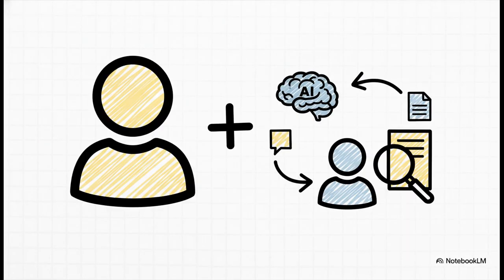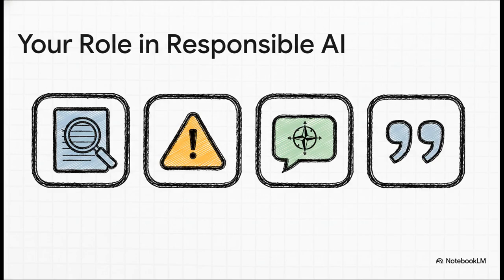And that's why the most important part of this whole equation isn't the model's architecture or the size of its dataset, it's the person writing the prompt. It's the human in the loop, guiding, verifying, and ultimately taking responsibility for the output. So what does that actually look like? Well, it means always verifying critical information. It means being constantly aware of the potential for bias and hallucinations. It means crafting thoughtful and ethical prompts, and it means being transparent about when you use these tools in your work.